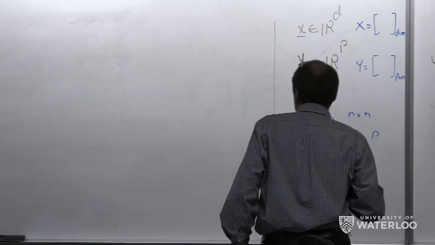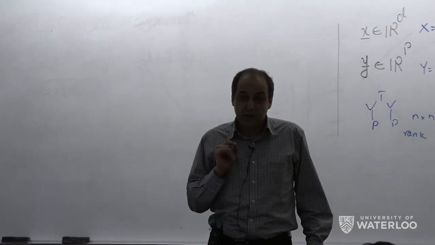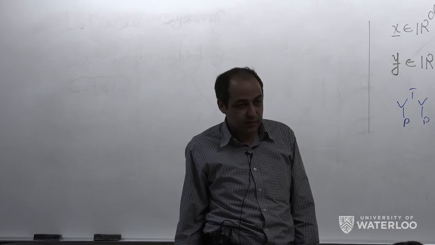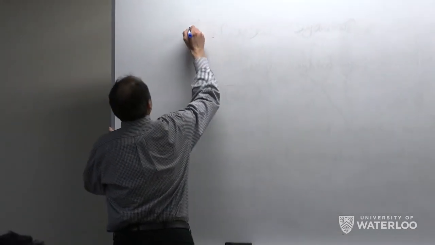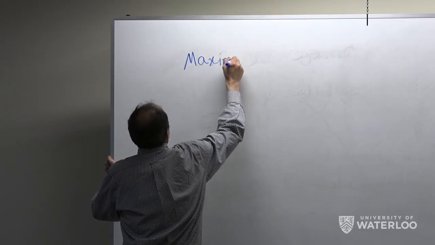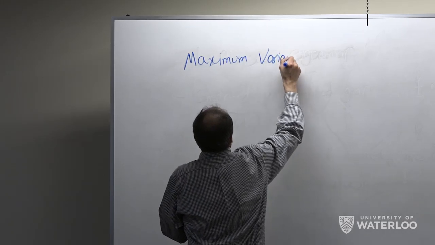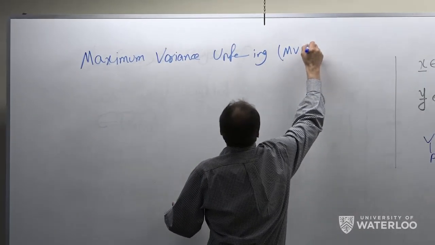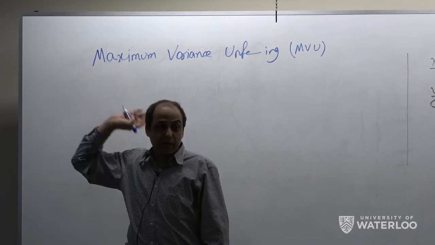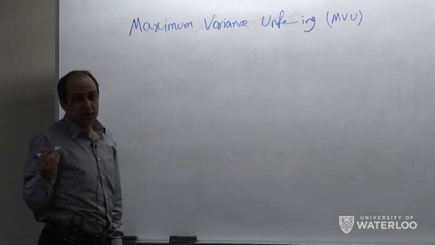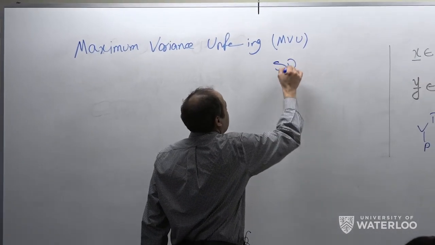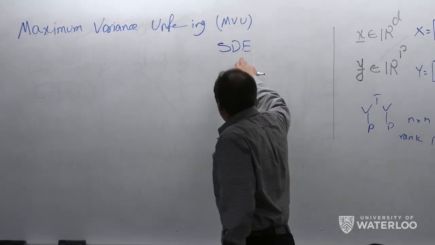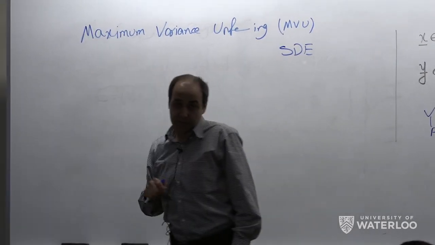Okay, this understanding of the problem led to an algorithm which is called maximum variance unfolding, MVU. When they published this paper, the name of this algorithm was Semidefinite Embedding. They changed the name afterwards. So first it was SDE, Semidefinite Embedding, then they changed the name of the algorithm to Maximum Variance Unfolding. And now it's known by this name.